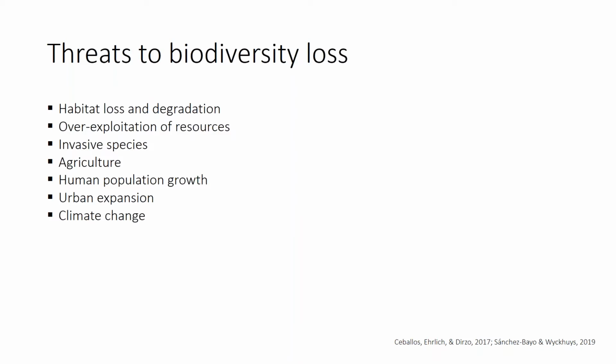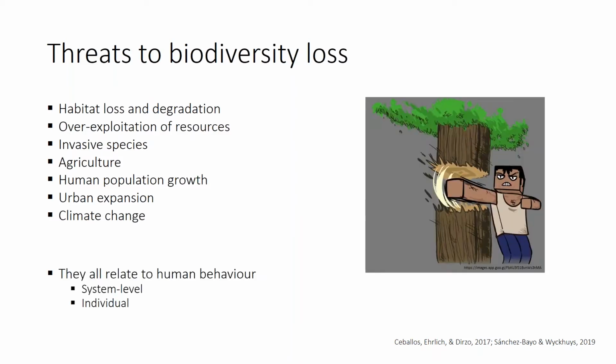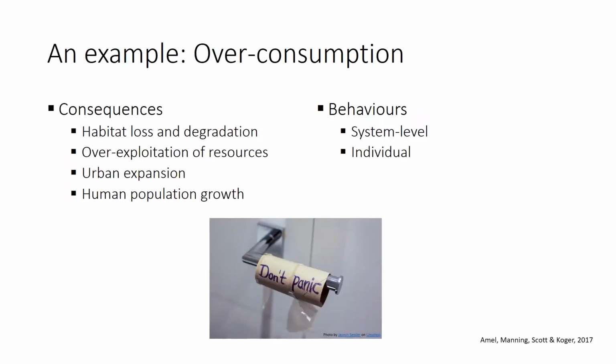But if we look at these threats to biodiversity loss, all of them relate in some way, shape or form to human behaviour. Now, human behaviour at the system level, but also at the level of the individual. And to give you an example of consumption, or as we often experience in the West, overconsumption, some of the consequences of our overconsumption are things like habitat loss and degradation and exploitation of resources. Now, our systems are in place that encourage these kinds of behaviours.